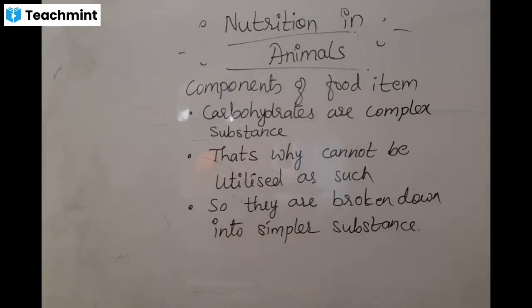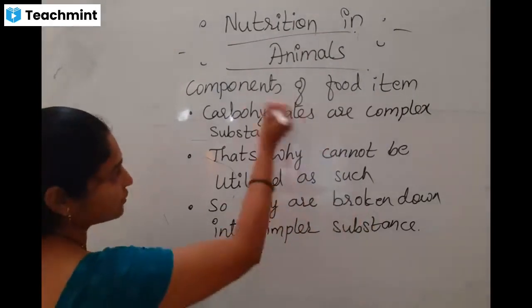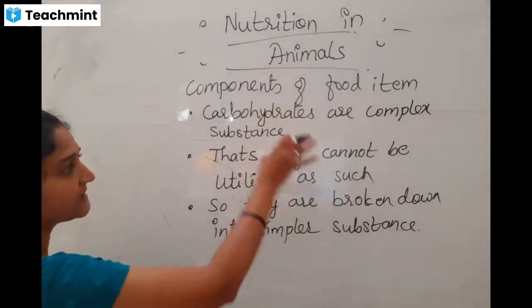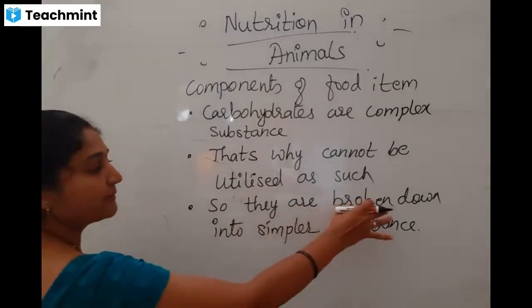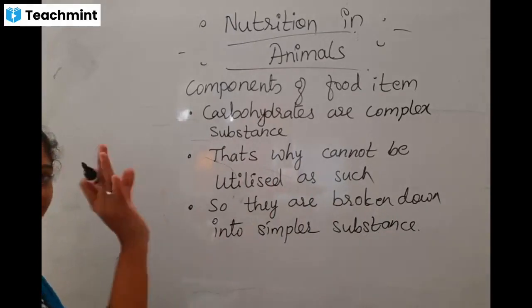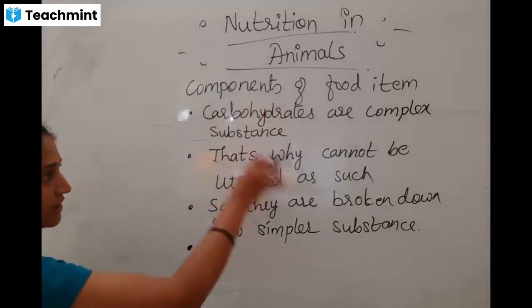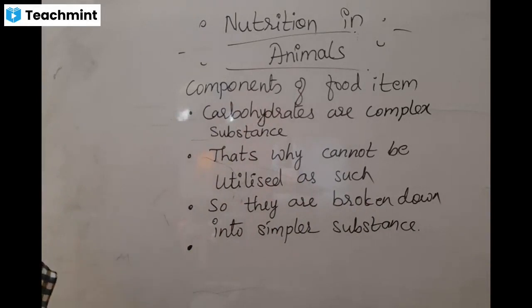The breakdown of complex components of food into simpler substances is called digestion. I told you, it is not utilized as it is present; it is not possible to take it as it is. Then what to do? It is broken down into a simpler substance. Whatever nutrition they consume as food is broken down into a simpler form. That breakdown into a simpler form is known as digestion.